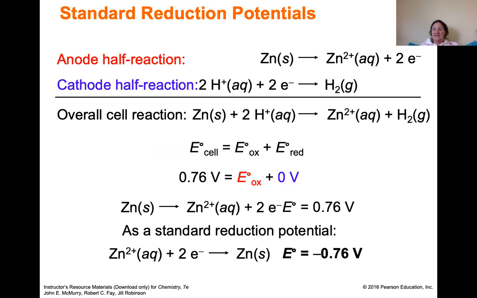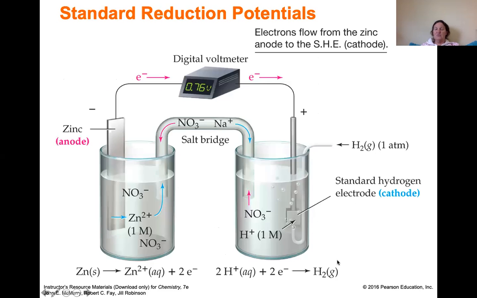When you look at the tables, they're all standard reduction potentials. So we want to put in the table the potential for the reduction of zinc. It's just going to be the negative of its potential for oxidation. So in the table, you will find a standard reduction potential of negative 0.76, because when you measured it here, zinc was being oxidized.